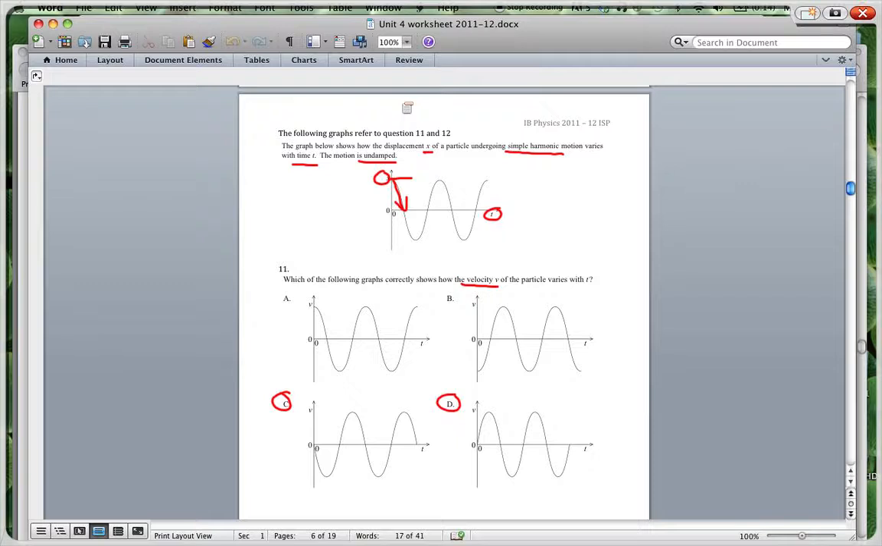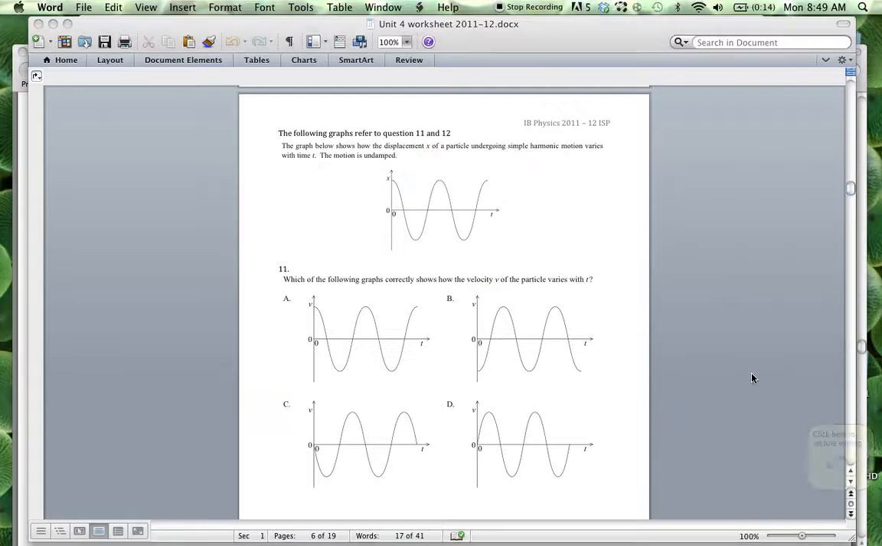Okay, so obviously our basic understanding of displacement time graphs is important, and then understanding that the slope of our displacement time graph is our velocity, and being able to work with that would be important for that question.